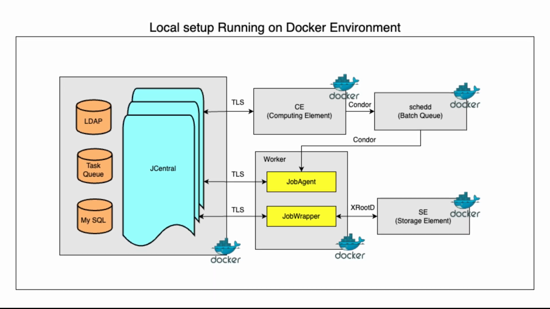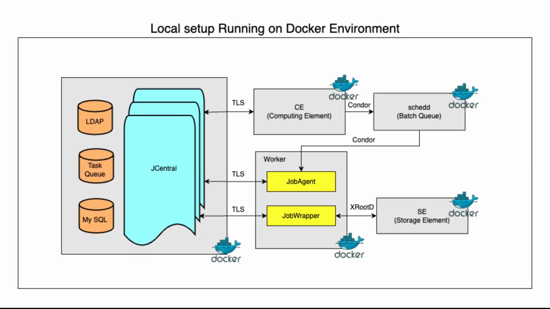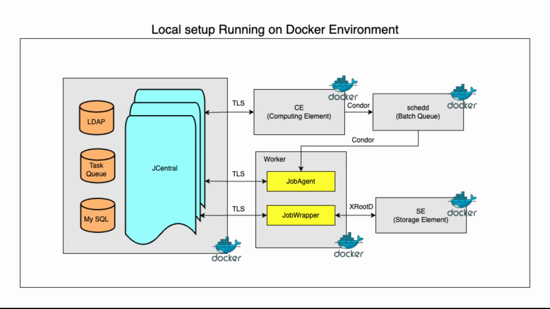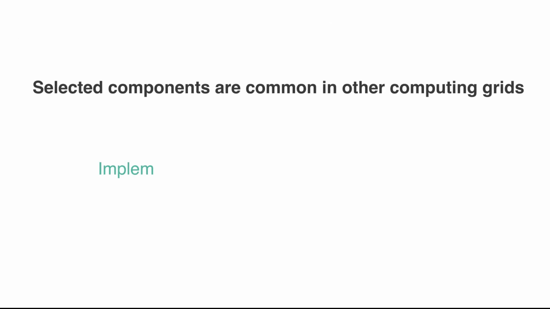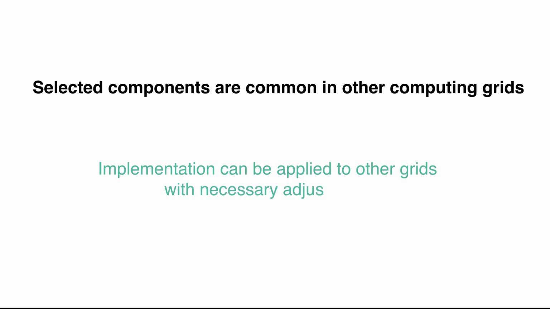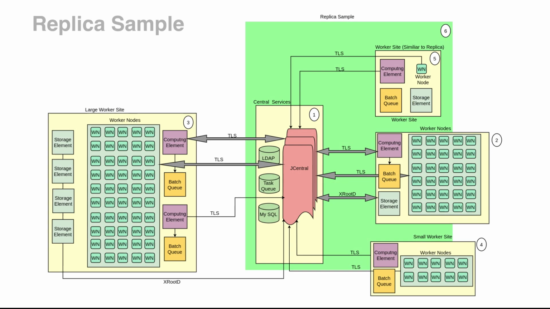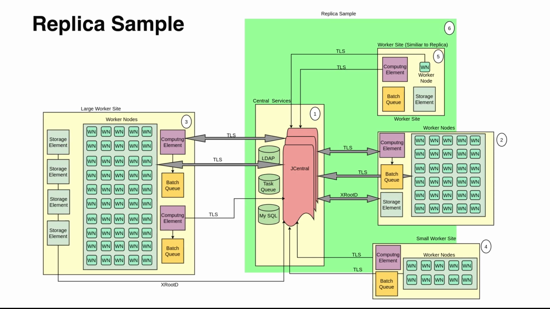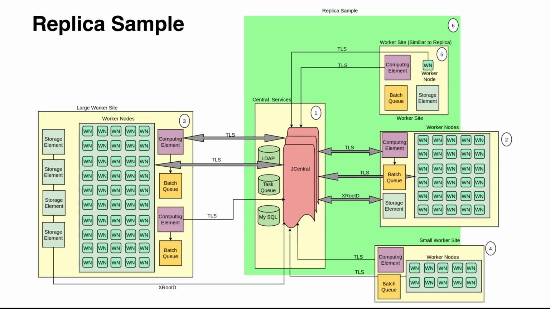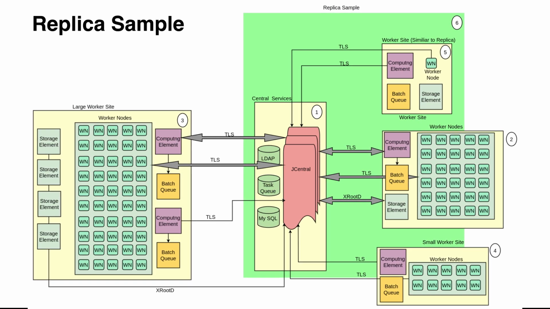The Docker images used for emulation are identical to those used in production, ensuring compatibility with the production grid. These selected components are also common in other computing grids, albeit with implementation-level variations. This approach can be adapted for evaluating features on other grids with necessary adjustments. We utilized JAliEn Setup, an earlier attempt to emulate some components of the ALICE grid locally, and made necessary improvements to achieve our objectives. Let's discuss the test suite architecture.